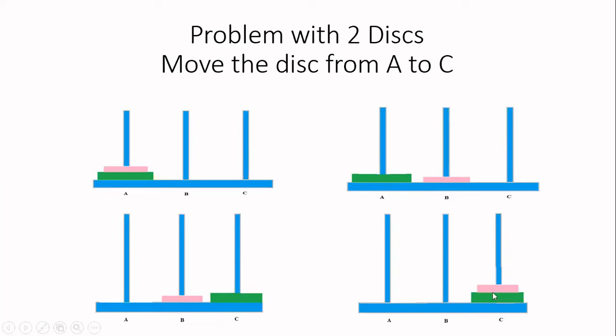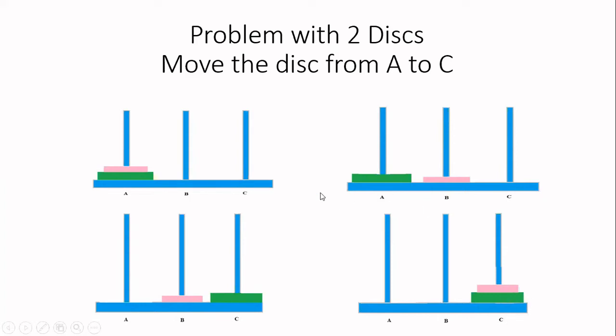Now you see, whenever you are moving, you have to move only one disk at a time. You cannot take two disks at a time. And in all the steps you can see, in any place, a smaller disk will be placed over the larger disk, and a larger disk will not be placed over the smaller one. So finally, this disk you can take from B, that is the pink one, and you can place it on the top of C.